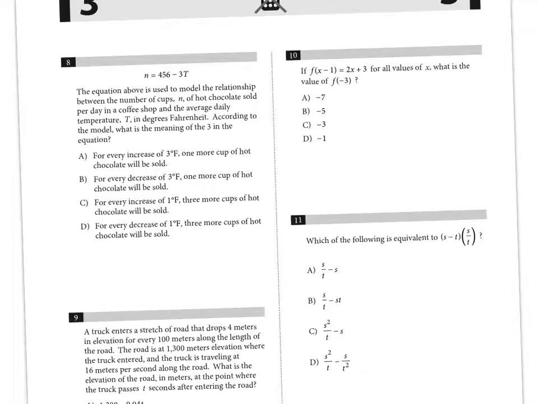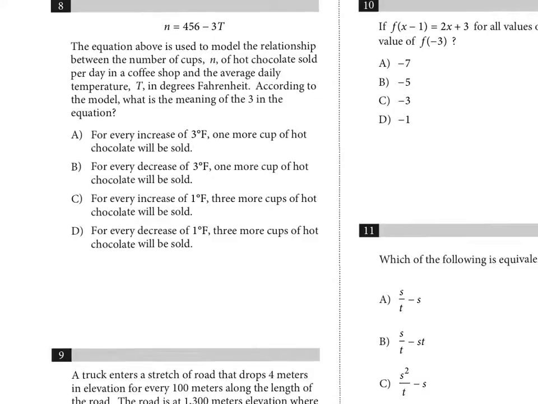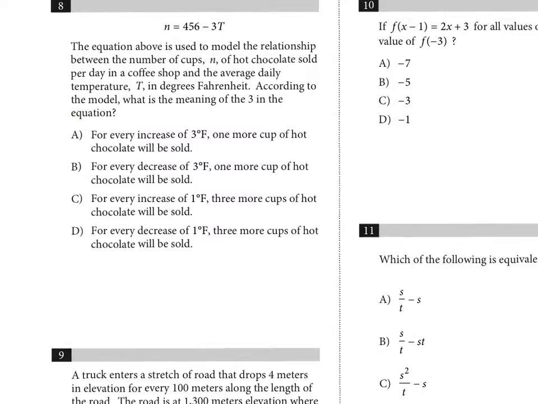Let's read the problem. Who would like to read the problem? Go ahead, Alondra. Thank you. The equation above is used to model the relationship between the number of cups of hot chocolate sold per day in a coffee shop, and the average daily temperature T in degrees Fahrenheit. According to the model, what is the meaning of 3 in the equation? Okay, so what is recommended is that you underline after the last comma, you're going to find the question. So what is the meaning of the 3 in the equation?